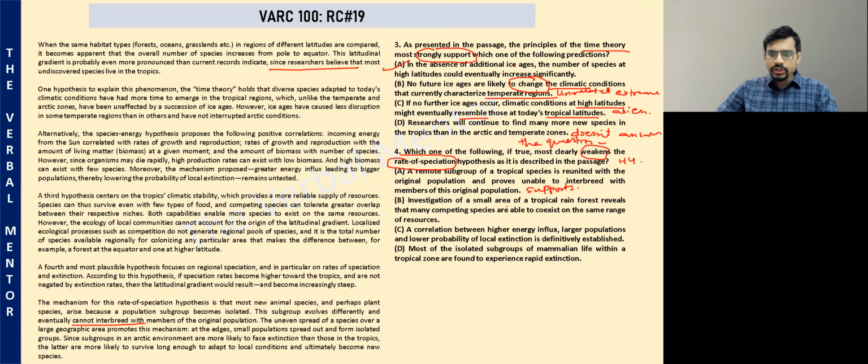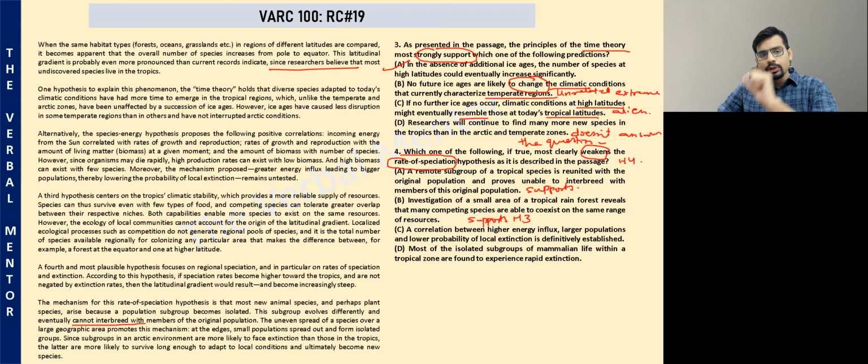Option B: investigation of a small area of a tropical rainforest reveals that many competing species are able to coexist on the same range of resources. It actually supports hypothesis 3, but does not weaken hypothesis 4. We are supposed to weaken hypothesis 4. So you have to have that clarity in mind.